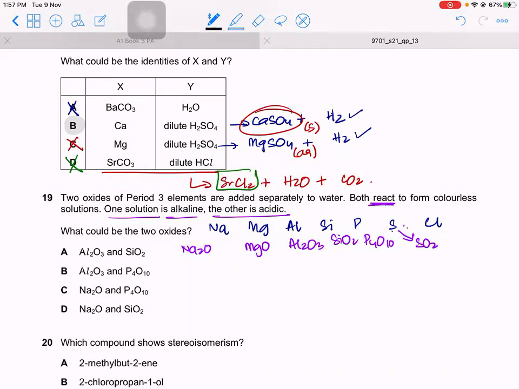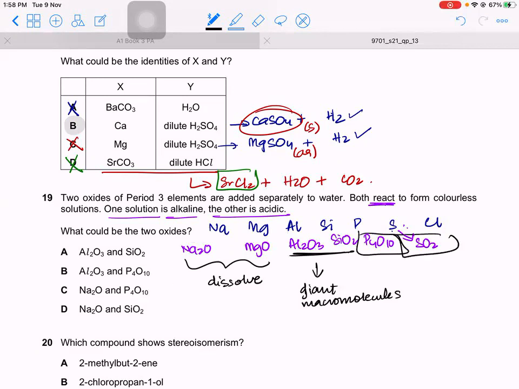Now sodium oxide and magnesium oxide dissolve. These are the ones which will react. Aluminum and silicon oxides do not. Why? Because these are giant macromolecules, so they do not react with water. Clear? So we know that these guys dissolve. It could be this and this. It can't be Al2O3 or SiO2 because those don't react with water.